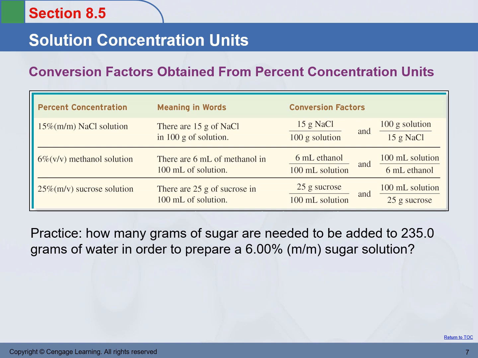All right, let's follow our procedure, identify the given unit, identify the wanted unit, and set up the conversion factor. The given unit is grams of water. We know how many grams of water is given. The wanted unit is grams of sugar.